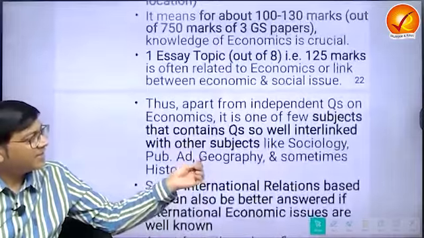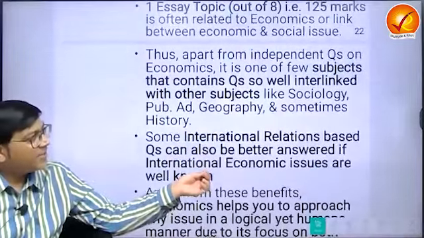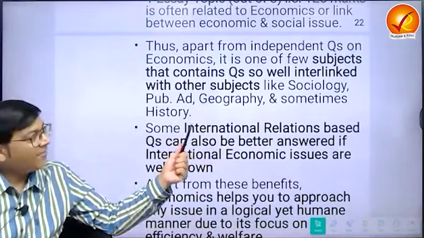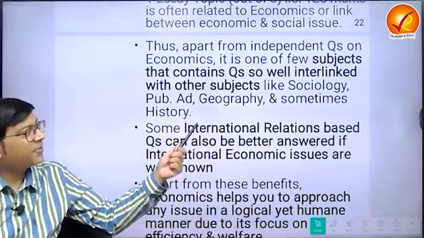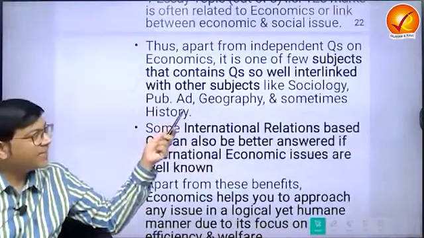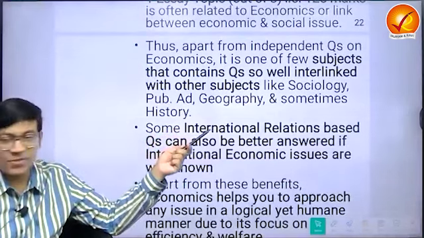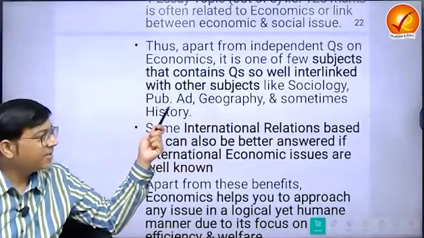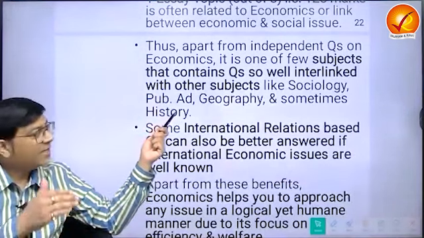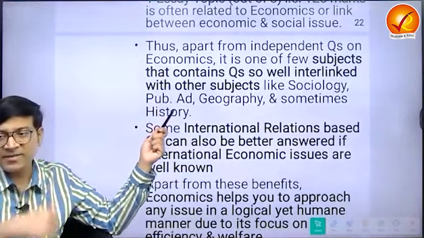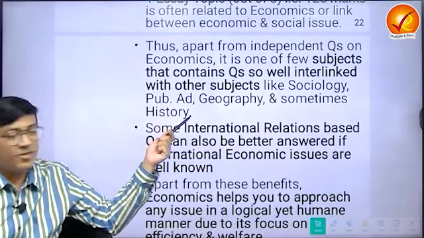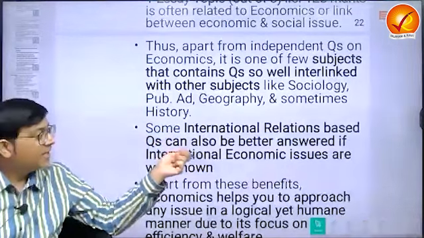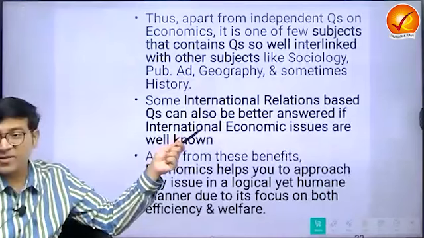And the other thing is that even if you are writing answers to some other subjects in GS, having an idea of economics will help you. For example, it is fundamentally interlinked with sociology, public administration. Like in public administration, you do governance, poverty, governance links, etc. are very common. Linked to geography part, sometimes history part also. Sometimes international relations also.